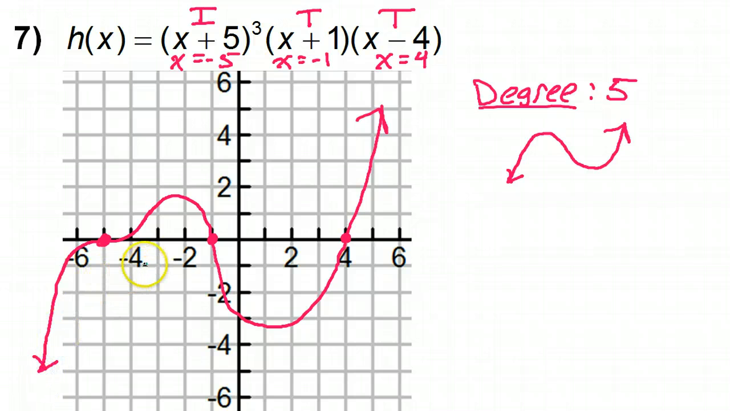Okay, so there you go. Check out the end behavior. Falls on the left, rises on the right, just like we said. Inflection, through, through. There's number 7 for you.